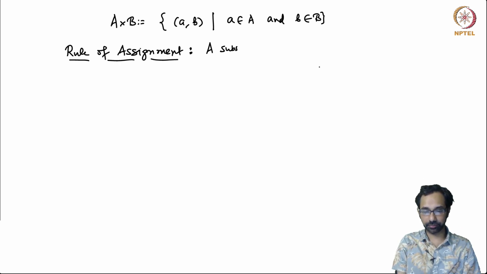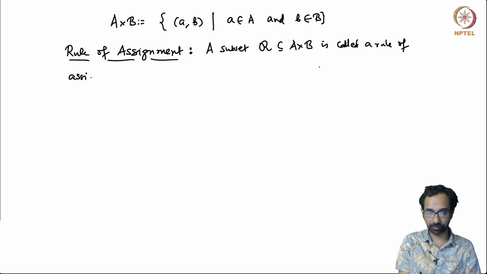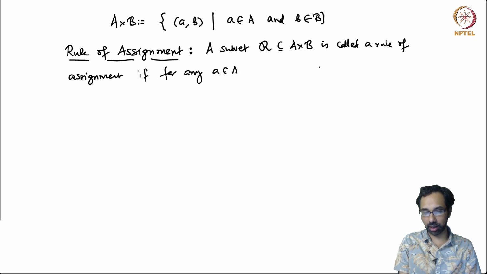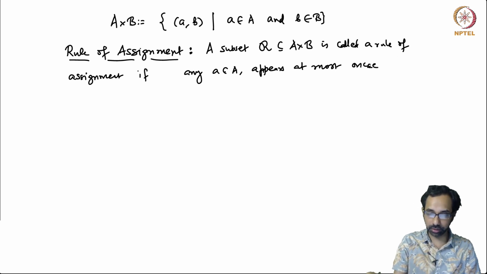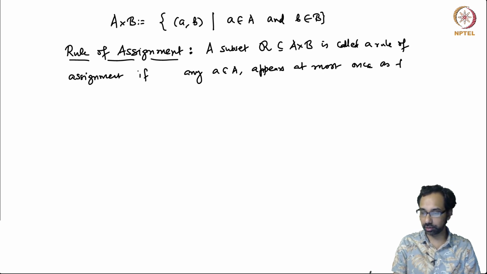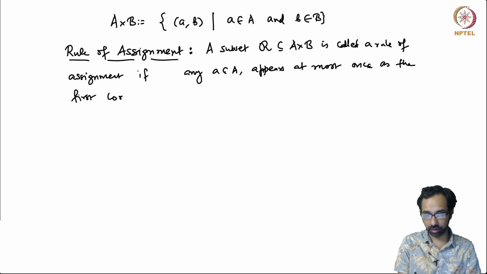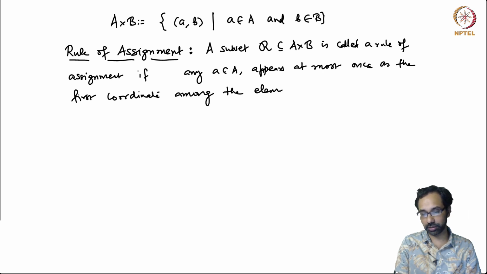A subset R of this Cartesian product A cross B is called a rule of assignment if any a in A appears at most once as the first coordinate among the elements of this subset R.